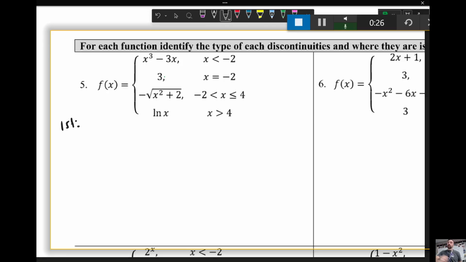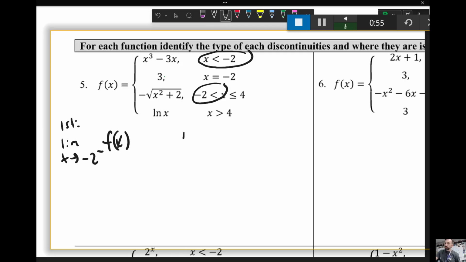So the first part of the definition, there's not really a first, second, and third. I just always list them in the same order. But the first part is I need to make sure that the limits exist. So right here, where it is approaching -2 from the left and it's approaching -2 from the right, I need to make sure those are approaching the same value. So the limit as x approaches -2 from the left, I'm going to compare that to the limit as x approaches -2 from the right.